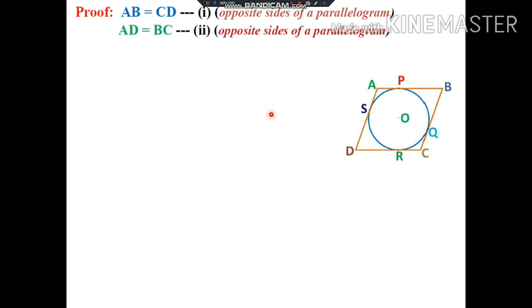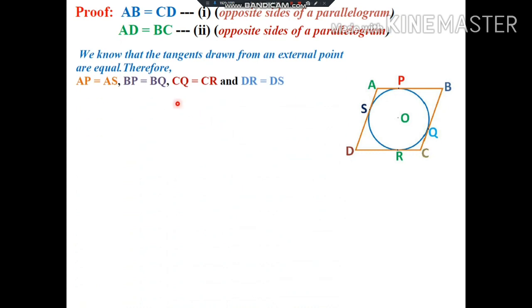Now, similarly, AD is equal to BC, opposite sides of a parallelogram. So you call this equation number 2. We know that the tangents drawn from an external point are equal. Dear children, there are so many tangents you can see here. AP, AS, they are equal, and BP, BQ are equal, CQ and CR are equal, and DS and DR are also equal. These are all tangents. They are equal tangents, tangents drawn from an external point.